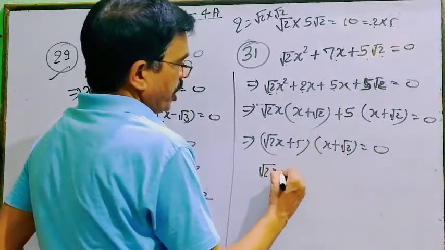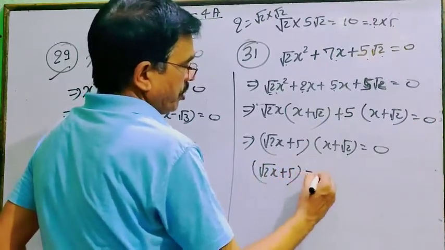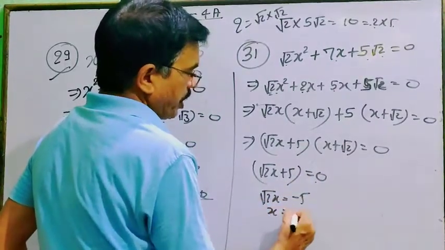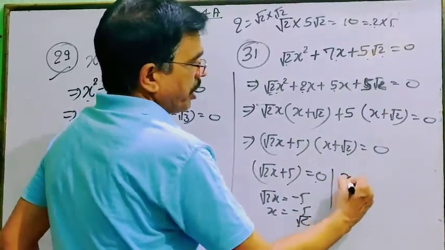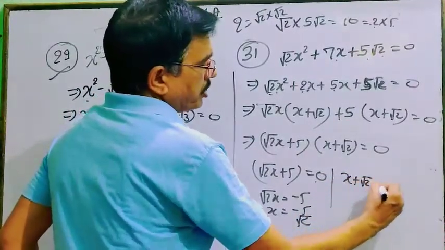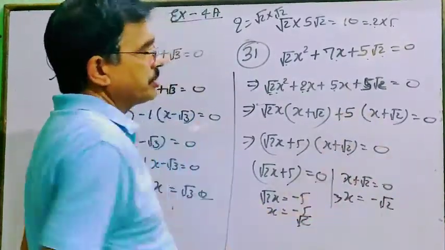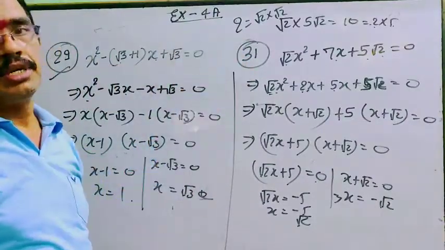Then root 2x plus 5 is equal to 0. So root 2x is equal to minus 5, then x is equal to minus 5 by root 2. Similarly, x plus root 2 is equal to 0, then x is equal to minus root 2. So there are two solutions. I think now you can solve all irrational types of question. Try to solve it.